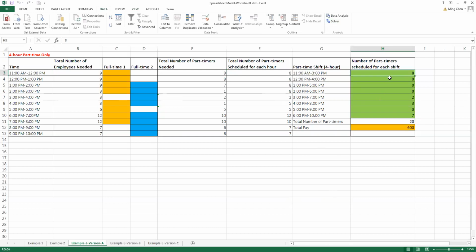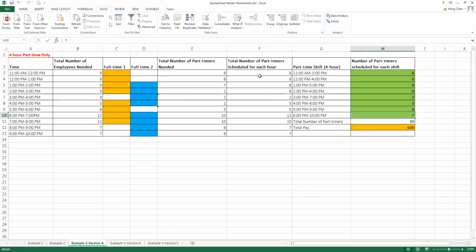Now let's look at what the solution is. So you are going to hire 8 people to work from 11 to 3. You don't hire any people to work from 12 to 4. Nobody works from 1 to 5. I have 2 people working from 3 to 7, 3 people working from 4 to 8, and 7 people from 6 to 10. So based on this, you can hire different people. The total number of people we need to hire is 20 people. Hire 20 people, we end up paying $600 per day.